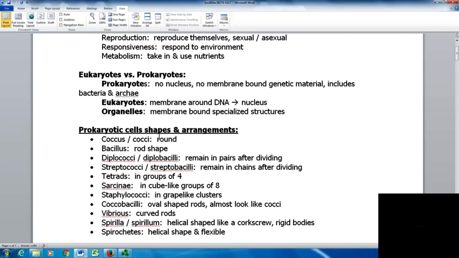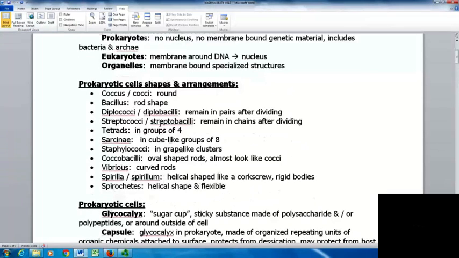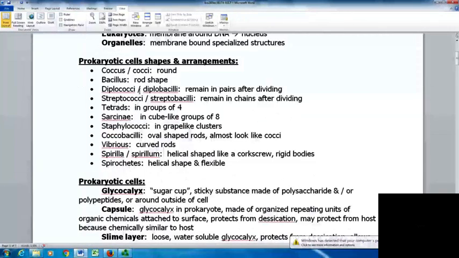Prokaryotic cells can take on characteristic shapes and arrangements. The coccus or cocci shape is round. The bacillus is rod-shaped. A diplococci or diplobacilli are going to remain in pairs after dividing, so the cells will be seen in pairs. Streptococci or streptobacilli are going to remain in chains after dividing, so these cells will be in chains. Tetrads are going to be when they form groups of 4. Sarcinae will be in cube-like groups of 8. Staphylococci will be in grape-like clusters.